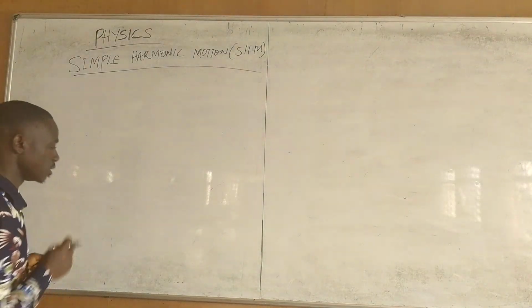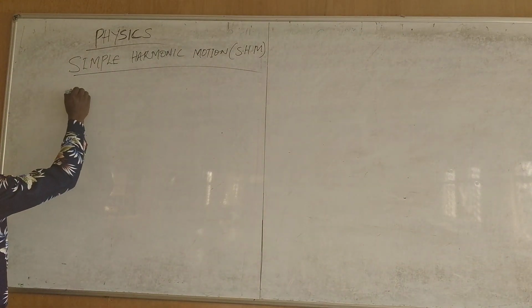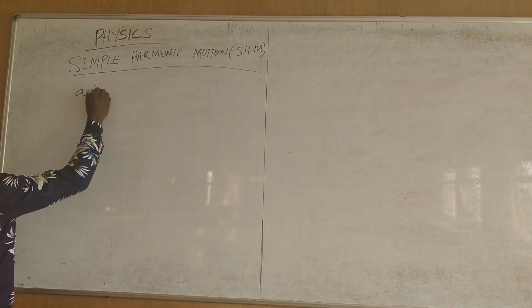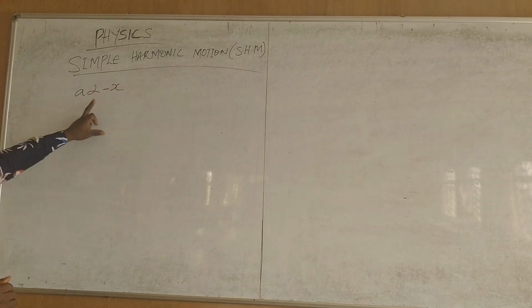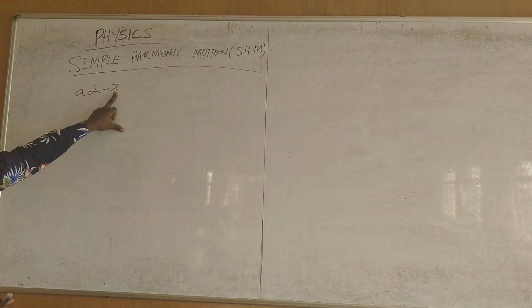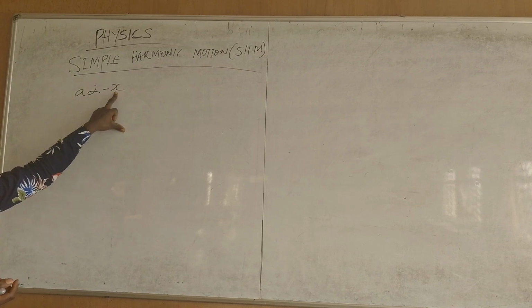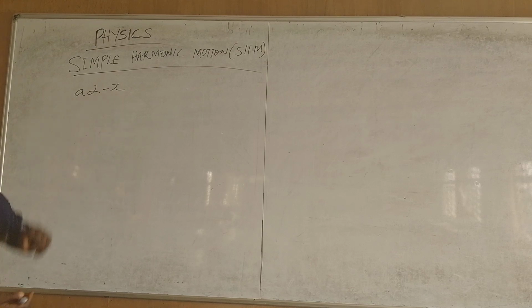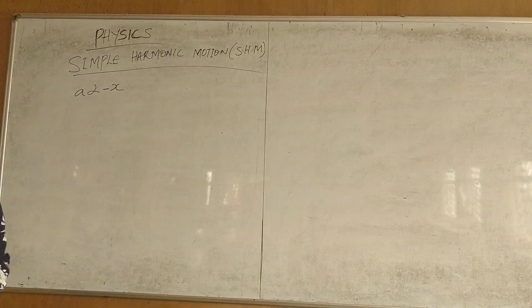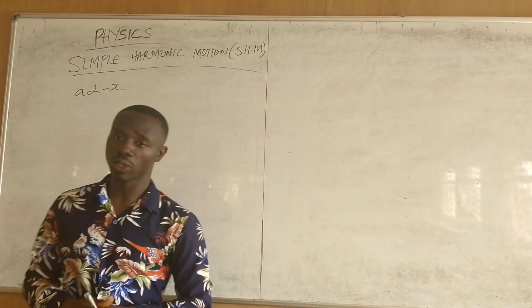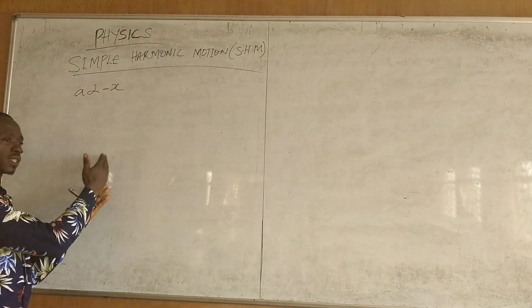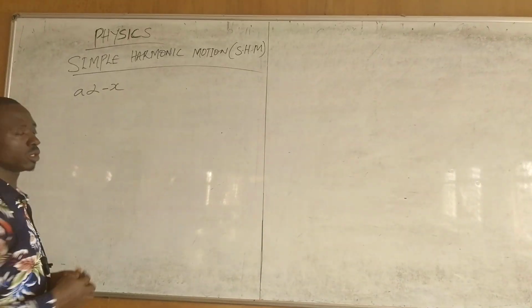For that, mathematically, the definition can be expressed as A proportional to minus X. This is direct proportionality, where A is acceleration and X is what? The displacement from the center or from the equilibrium position. Now, why is this minus there? That minus is there because acceleration and displacement are directly opposite each other, because while acceleration is towards the center, displacement is away from the center.